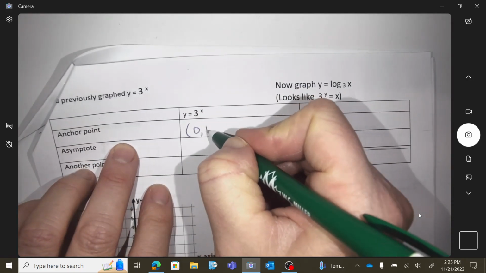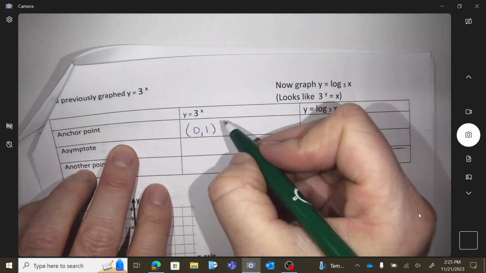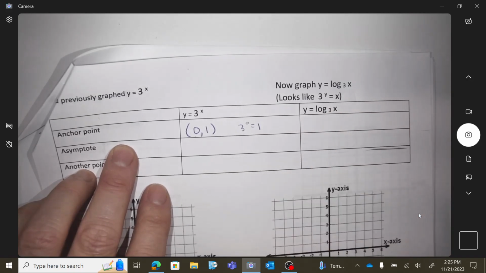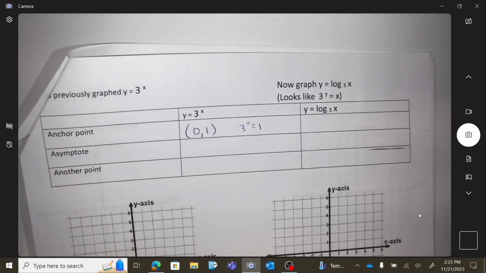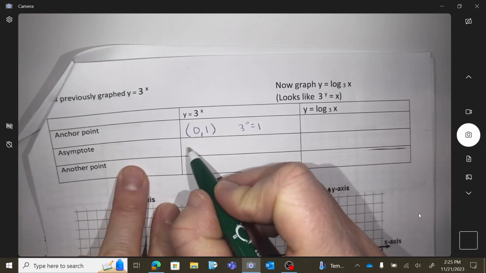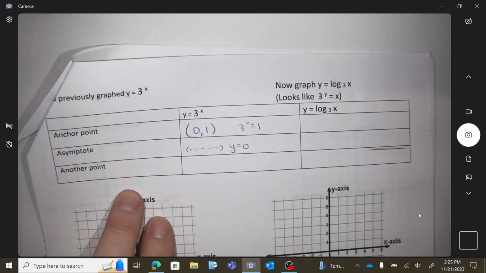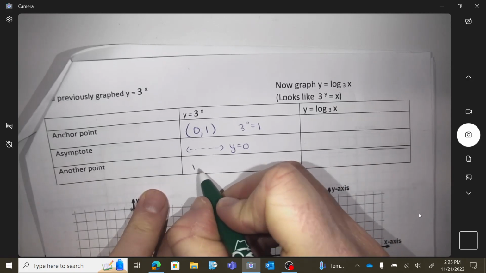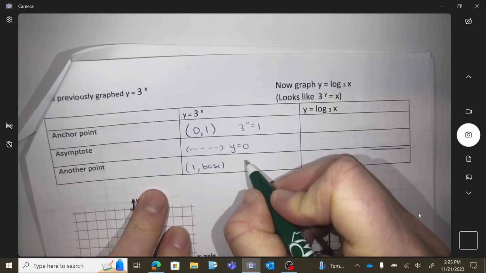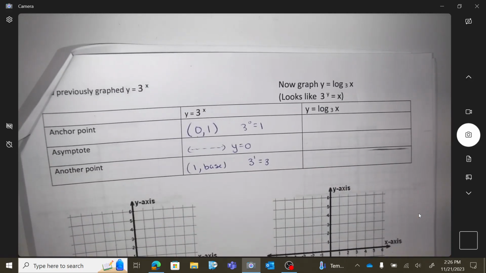If the exponent is 0, 3 to the 0 equals 1, right? So that was an idea. We also knew the asymptote was y equals 0, right? We knew that. And we knew another point was always 1 comma base, because 3 to the 1 equals 3. So whatever that base number is.